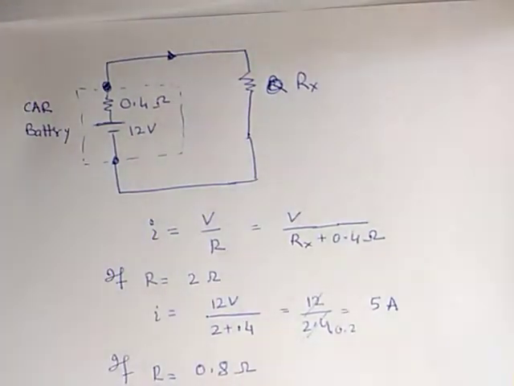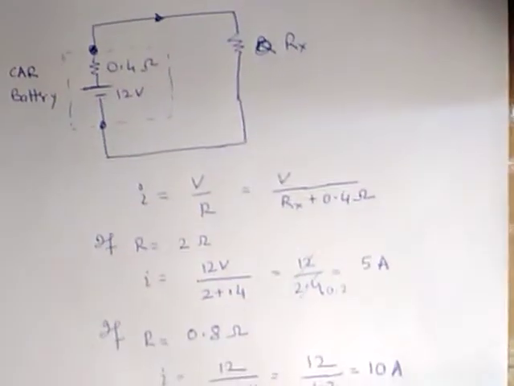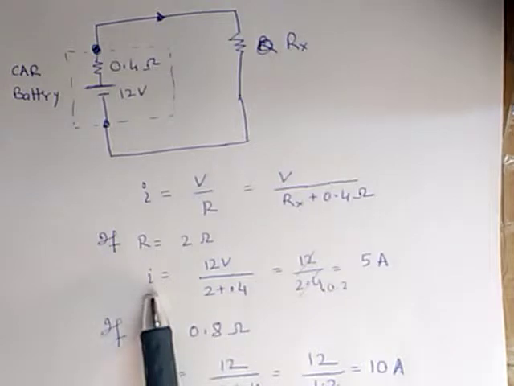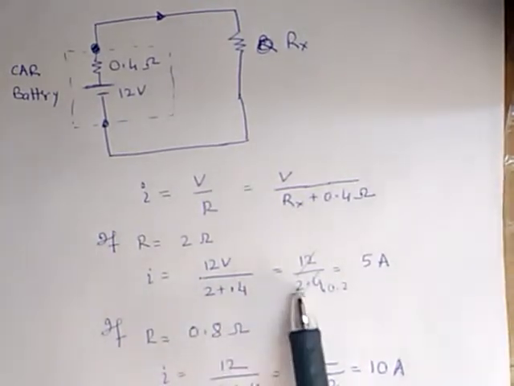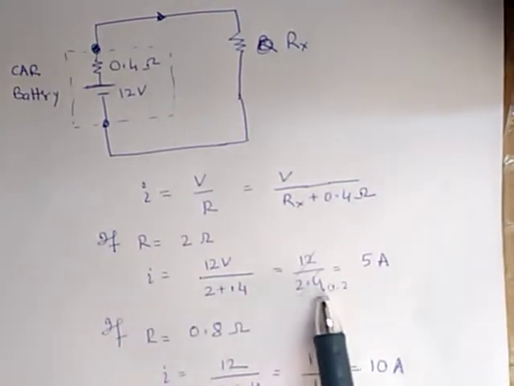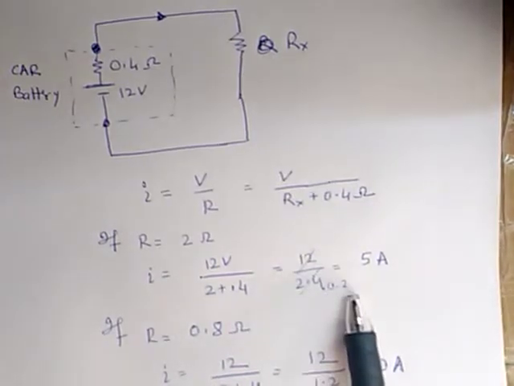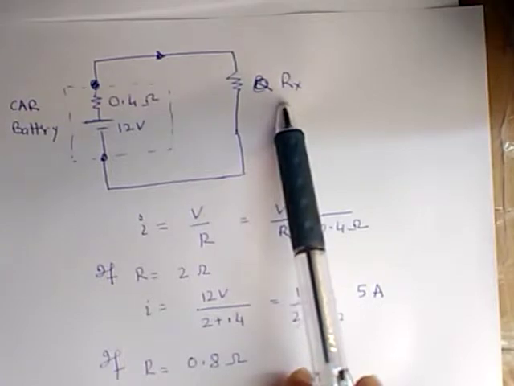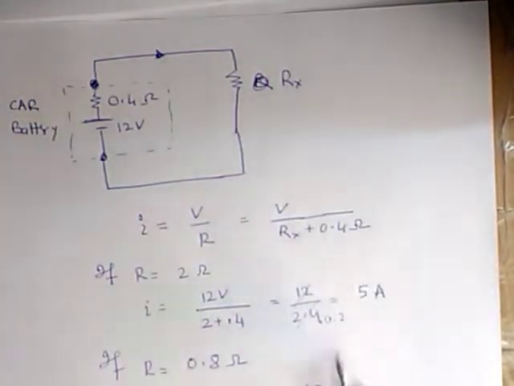Let us say that we have connected some bulb that has a resistance of 2 ohm. In that case, the current will be I equal to 12 divided by 2.4, since 2 plus 0.4 is 2.4. This gives 5 ampere. So if we connect a 2 ohm resistor, then the current is 5 ampere.